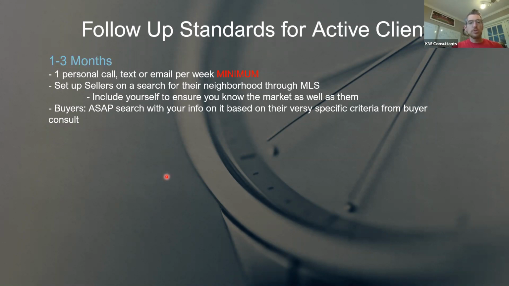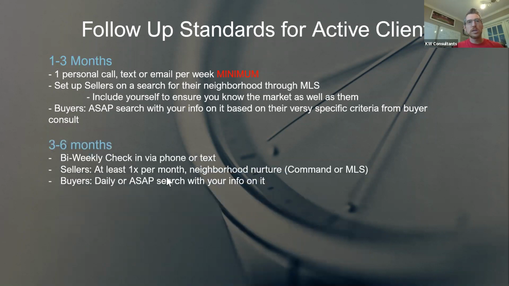So then we move into the next section, which is going to be 3 to 6 months out. I would do a bi-weekly check-in via phone or text. A personalized email could be sufficient as well, but I would be careful with email because it can more easily be lost. I would say they need at least a 1 time per month neighborhood update, either a neighborhood nurture through Command or an MLS search, which you can set so that it notifies them every Saturday with all the activity in their neighborhood.